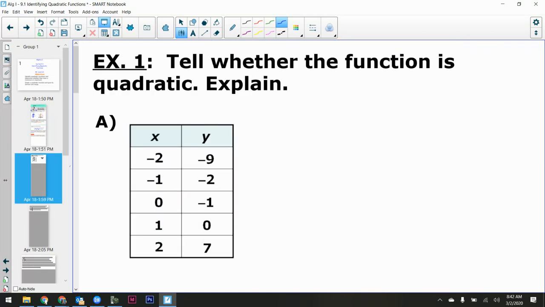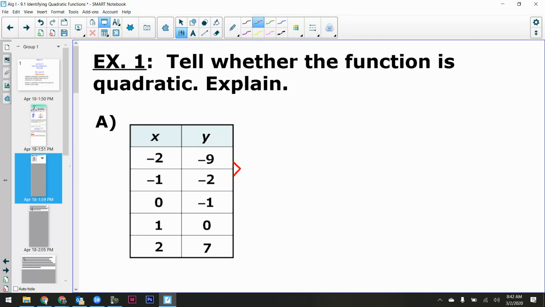All right, let's take a look here. Let's take a look at our y values. First thing that we should check, is there a constant change in x? Look at our x values. Are they -2, -1, 0, 1, 2? Are they all going up by ones? Yeah, okay, so we're good there. So let's see if this is quadratic. I'm going to do my second difference test.